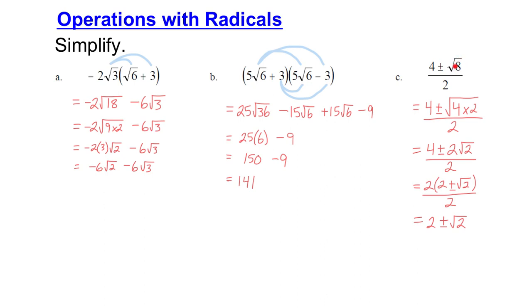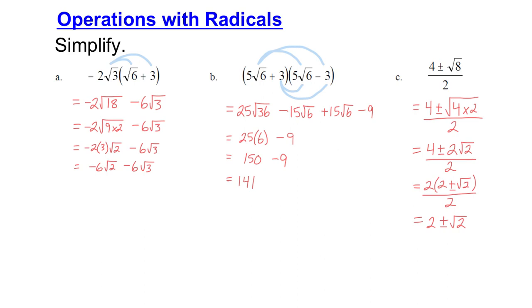The square root of 8 simplifies to root 4 times 2. Root 4 is 2. Common factor of the numerator is 2. 2 on the top, 2 on the bottom. They cancel out. I'm left with 2 plus or minus root 2.